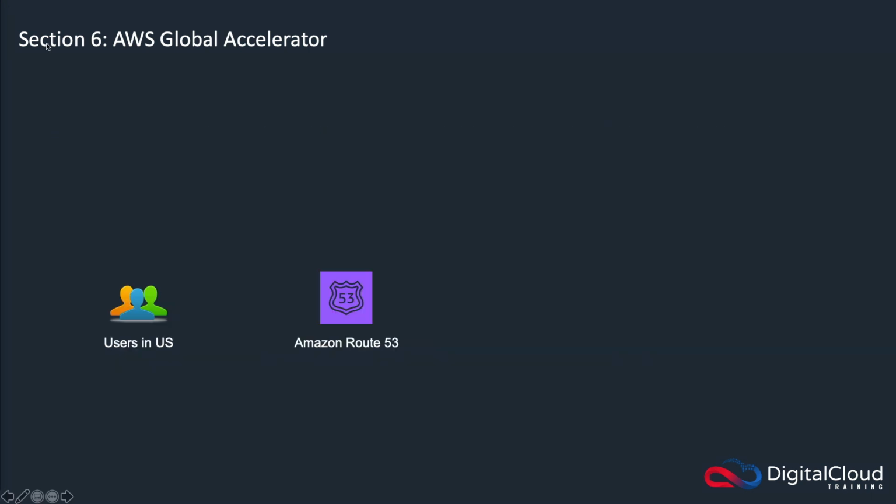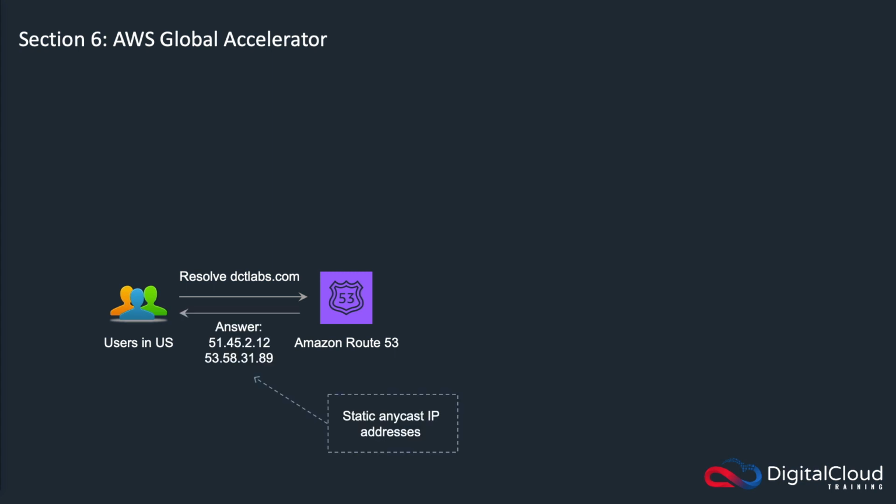So let's have a look at what this looks like. In this diagram, we have users, and these users are in the US. What they need to do is connect to an application that's running on the domain name dctlabs.com. So firstly they punch that into their browser and try to connect to this web application. What they need to do first is resolve the IP address for dctlabs.com, and we're going to use Route 53 for that. So they send a request to Route 53. Route 53 then responds with 2 IP addresses.